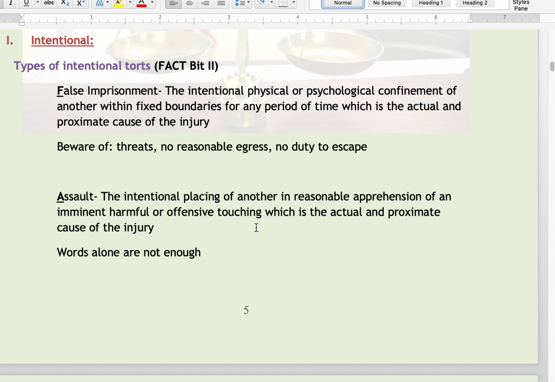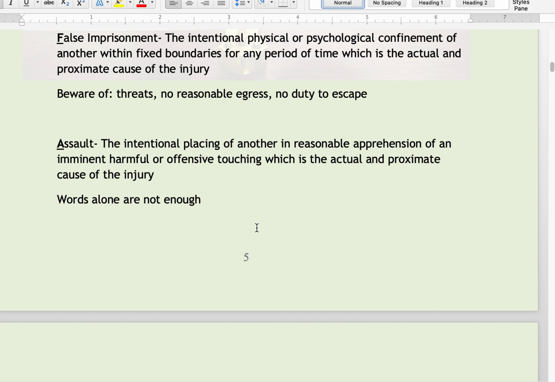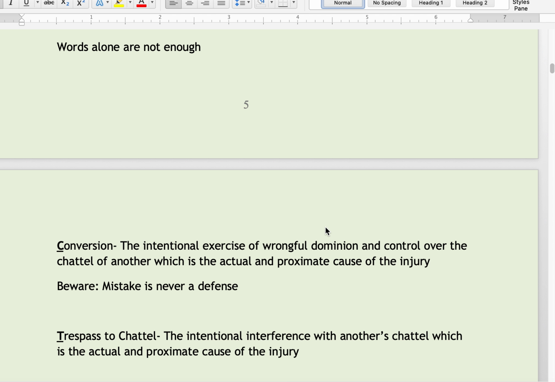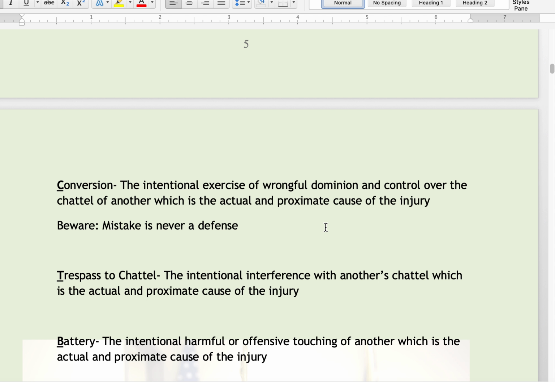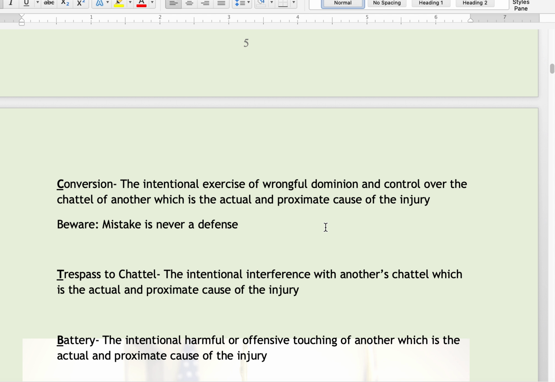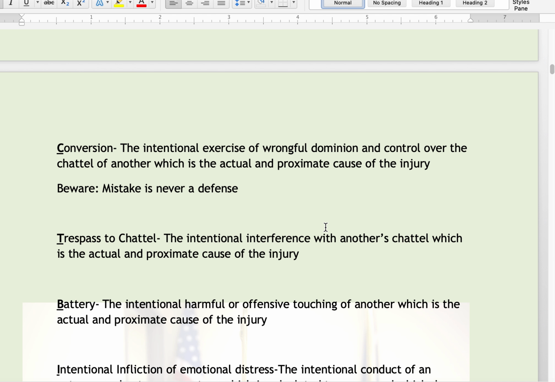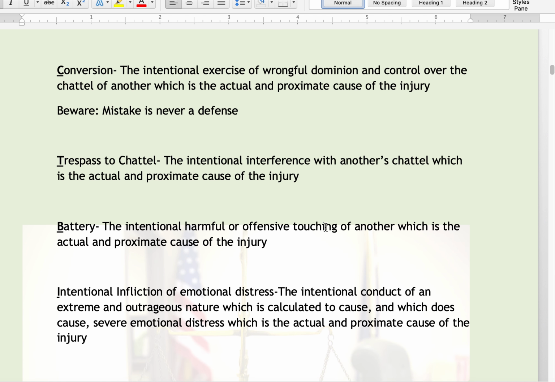The intentional placing of another in reasonable apprehension of an imminent harmful or offensive touching which is the actual and proximate cause of the injury. Words alone are not enough. Conversion. The intentional exercise of wrongful dominion and control over the chattel of another, which is the actual and proximate cause of the injury. Beware, mistake is never a defense.